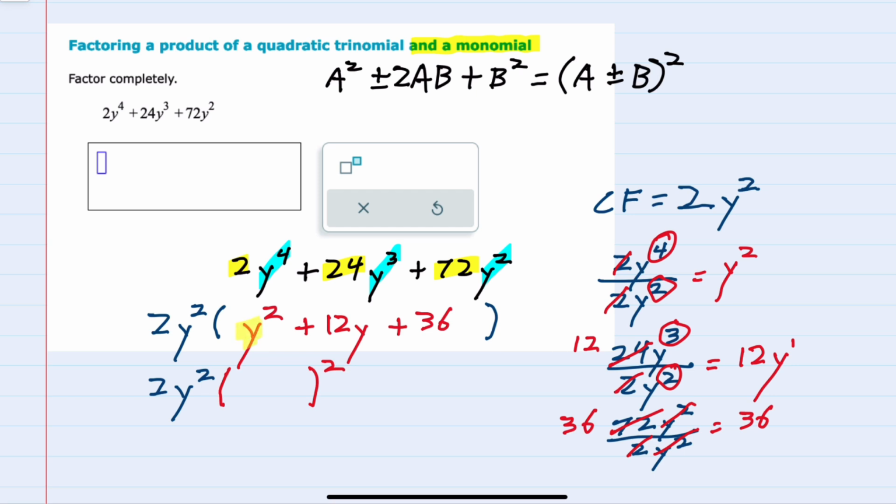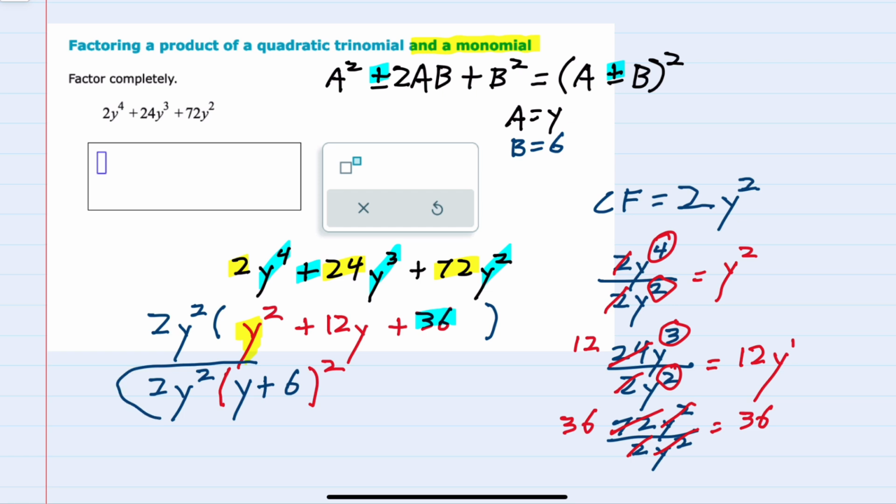In this example, y is our first term being squared. The last term is also a perfect square. 36 is 6 squared, so b would be 6. And the sign is always the same as the middle term. Our middle term was positive, so we will have plus. The first term is y, the second term is 6.